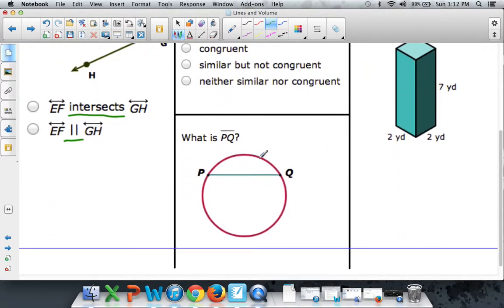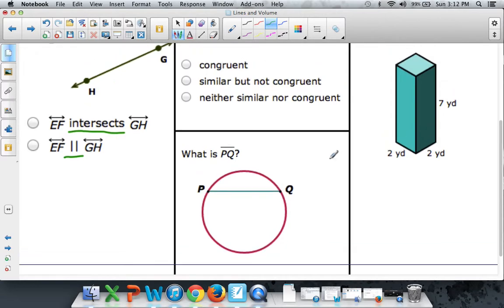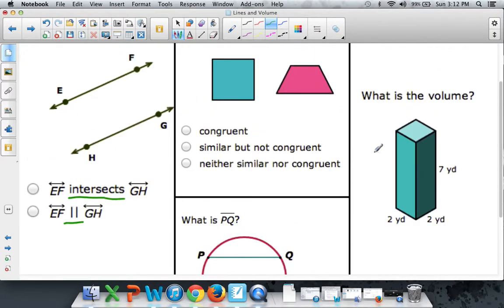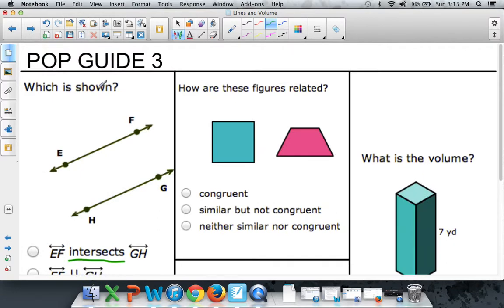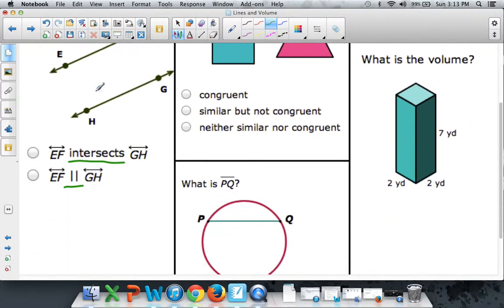Look down at this circle. What would you call this line? Remember, there are 3 things you can call it. Remember what's special about each different thing. And over here we have volume. You know how to find volume, don't you? A little multiplication. We just did it 2 seconds ago on this page over here, so come on. You can do it.